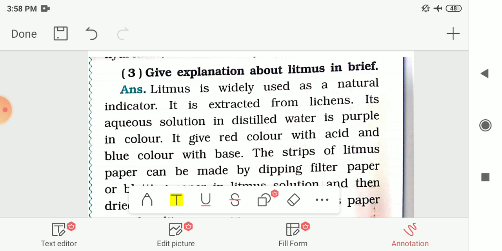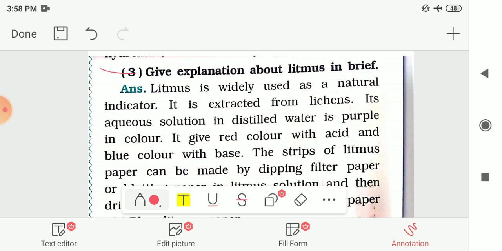Next, third question. Give explanation about litmus in brief. Litmus is a natural indicator. We have to give the explanation. So litmus is widely used as a natural indicator and it is extracted from lichens. Its aqueous solution, that means its solution in distilled or pure water, is purple in color and it gives red color with acid and blue color with base.